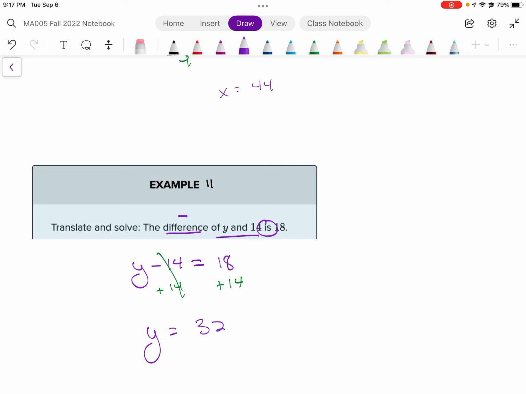So the difference of 32 and 14 is 18. Does that make sense? I'll erase this right here so we can talk about this. The difference of 32 and 14 is 18. Is that true? And yes, it is.